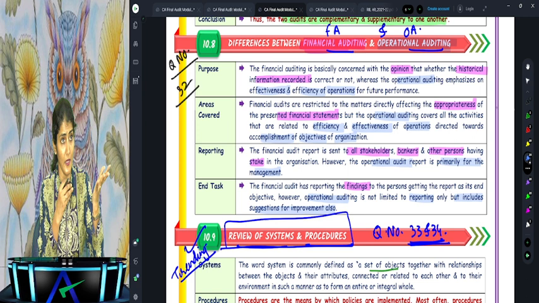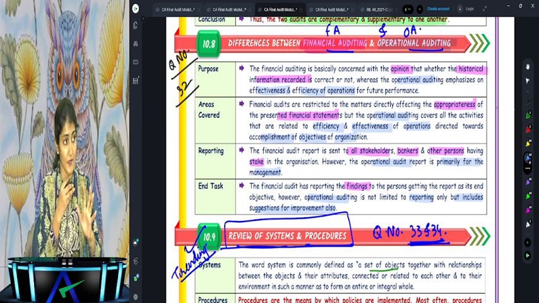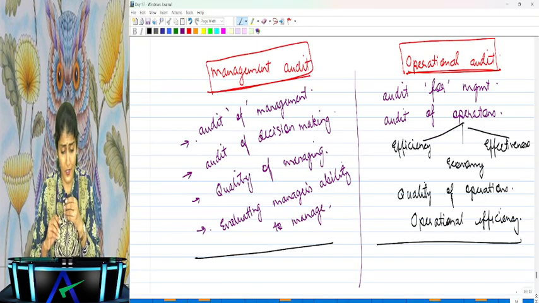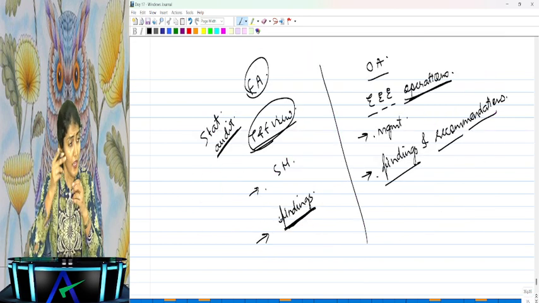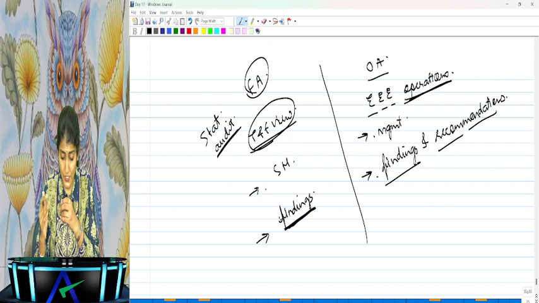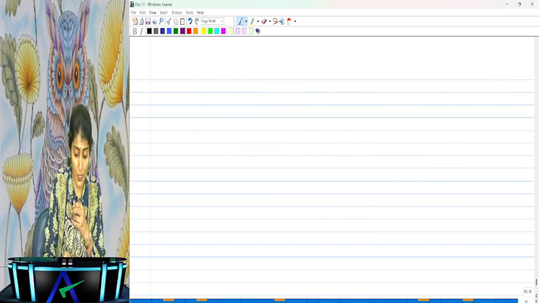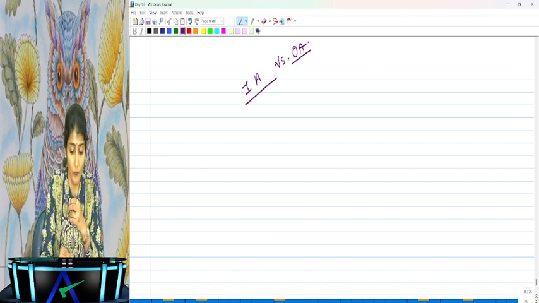Are you all with me? What we finished discussing? Internal audit. Then what we finished discussing? Review of systems and procedure. Then we saw the distinction between the management audit and the operational audit. Then now we have seen the distinction between the financial audit and the operational audit. Now I'm going to ask you a question. We have to study the third distinction. Now what is the third distinction? Internal audit versus the operational audit.